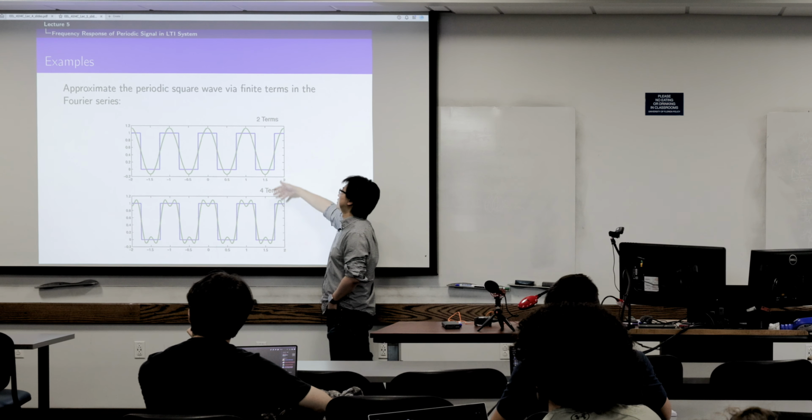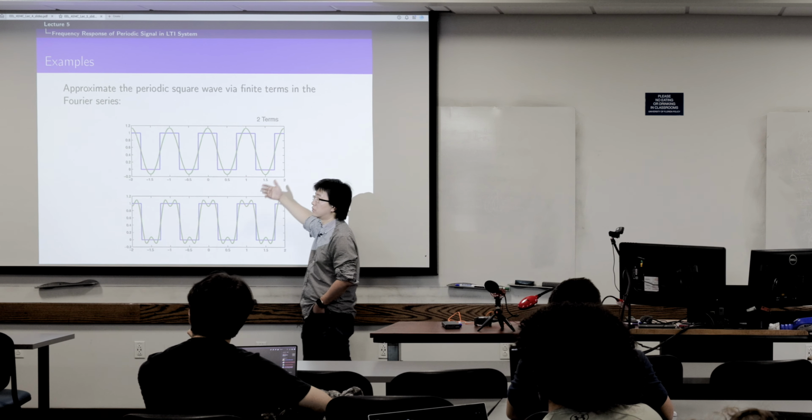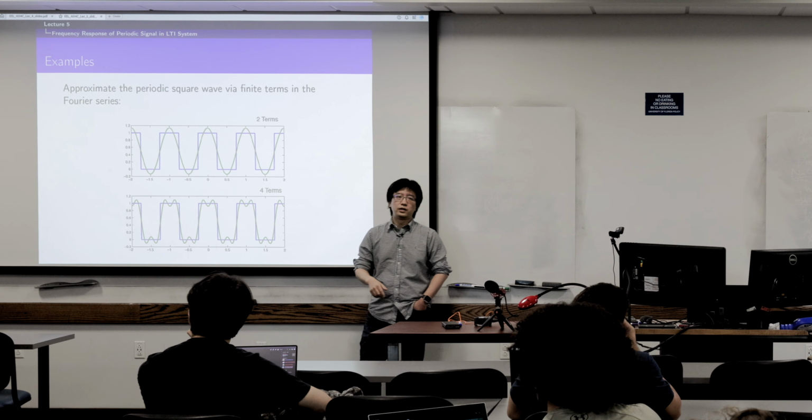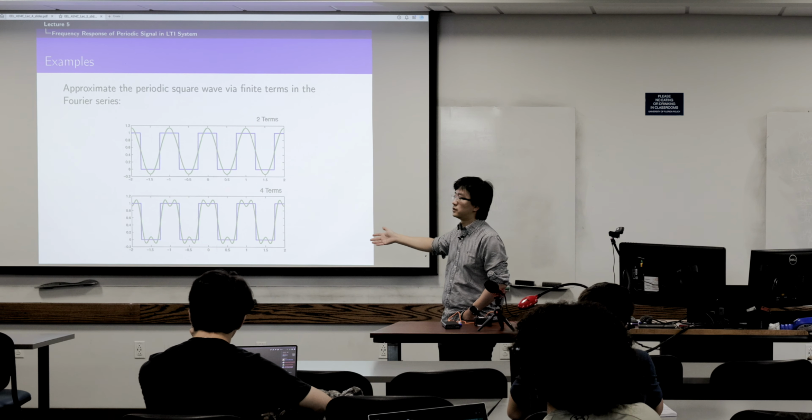But when we have four terms, you can see the green one is much closer to the blue one. And when we add more terms, the green one will finally converge to the blue one. That's the idea. In your lab one, you're going to do some experiments to see how the green one gets close to the blue one, what the error looks like, and so on. Any questions so far?